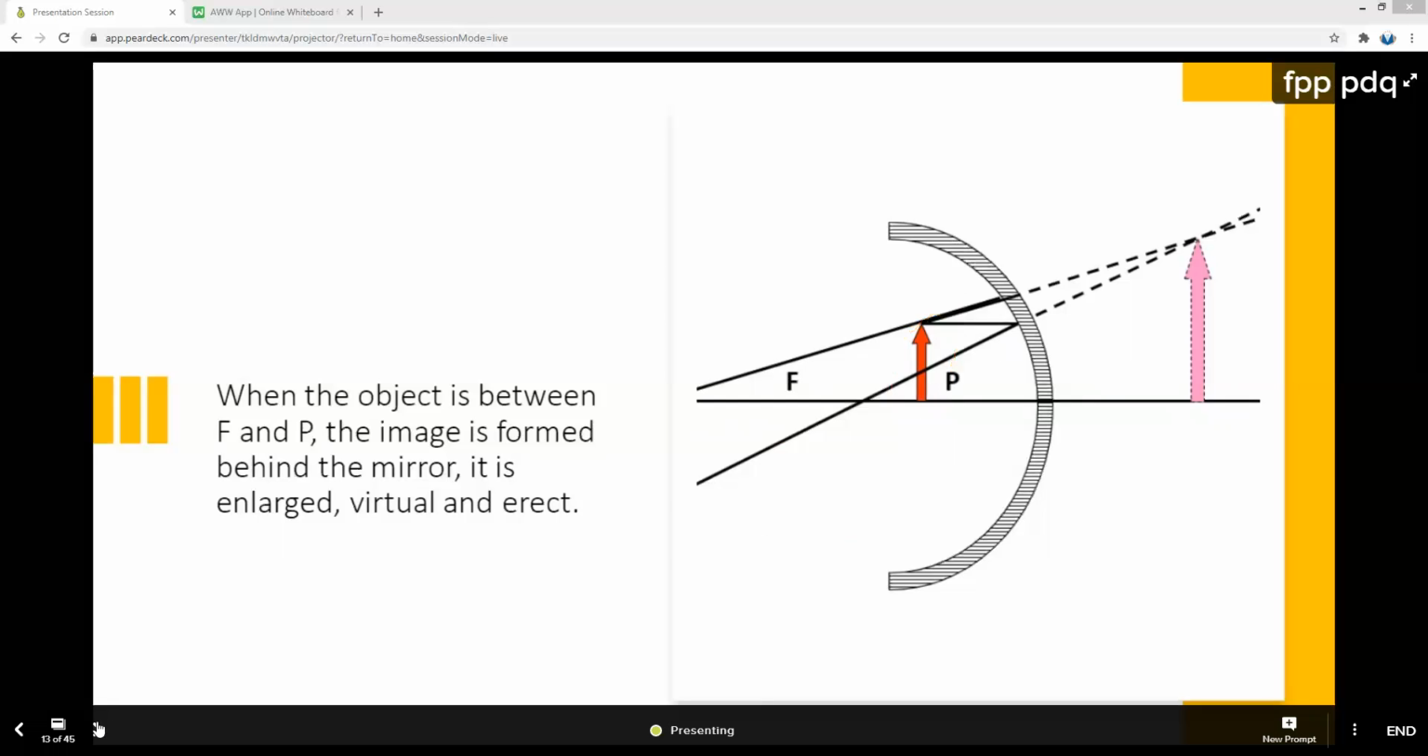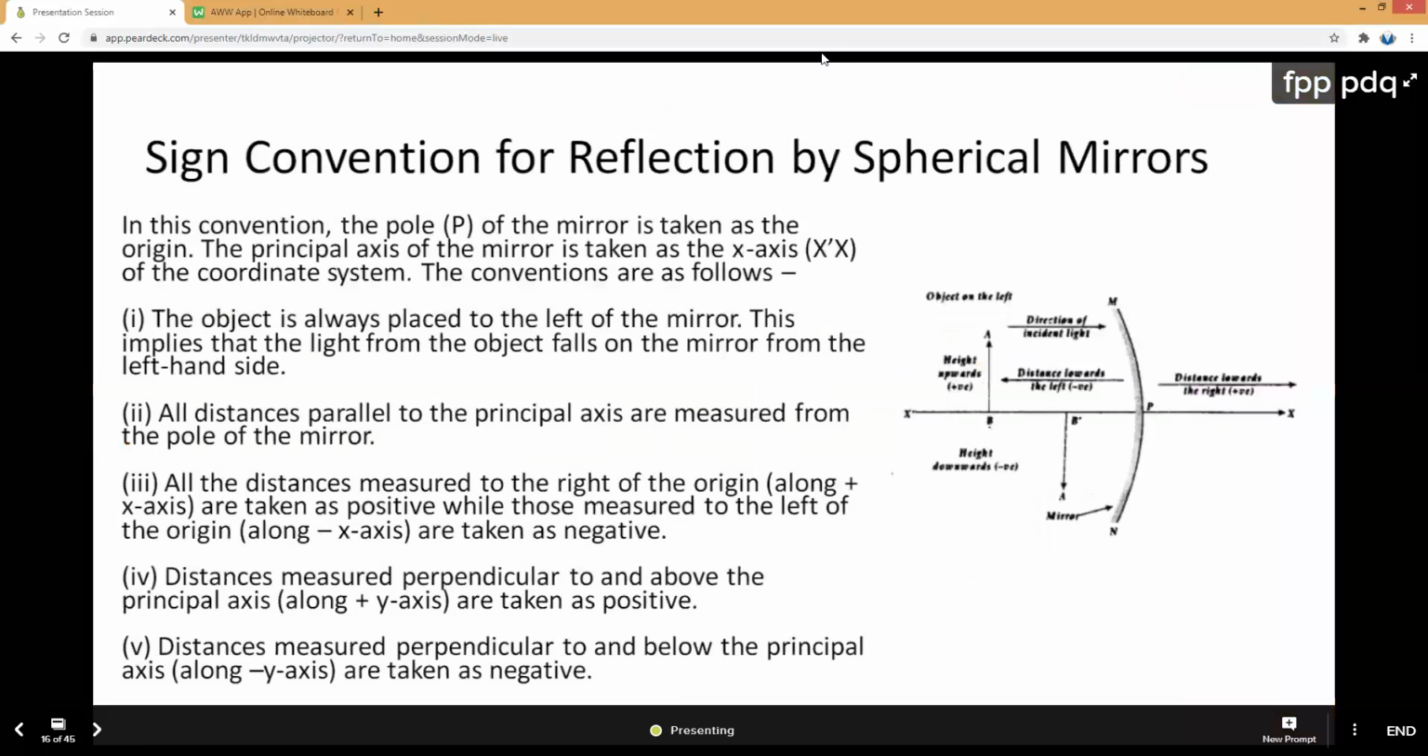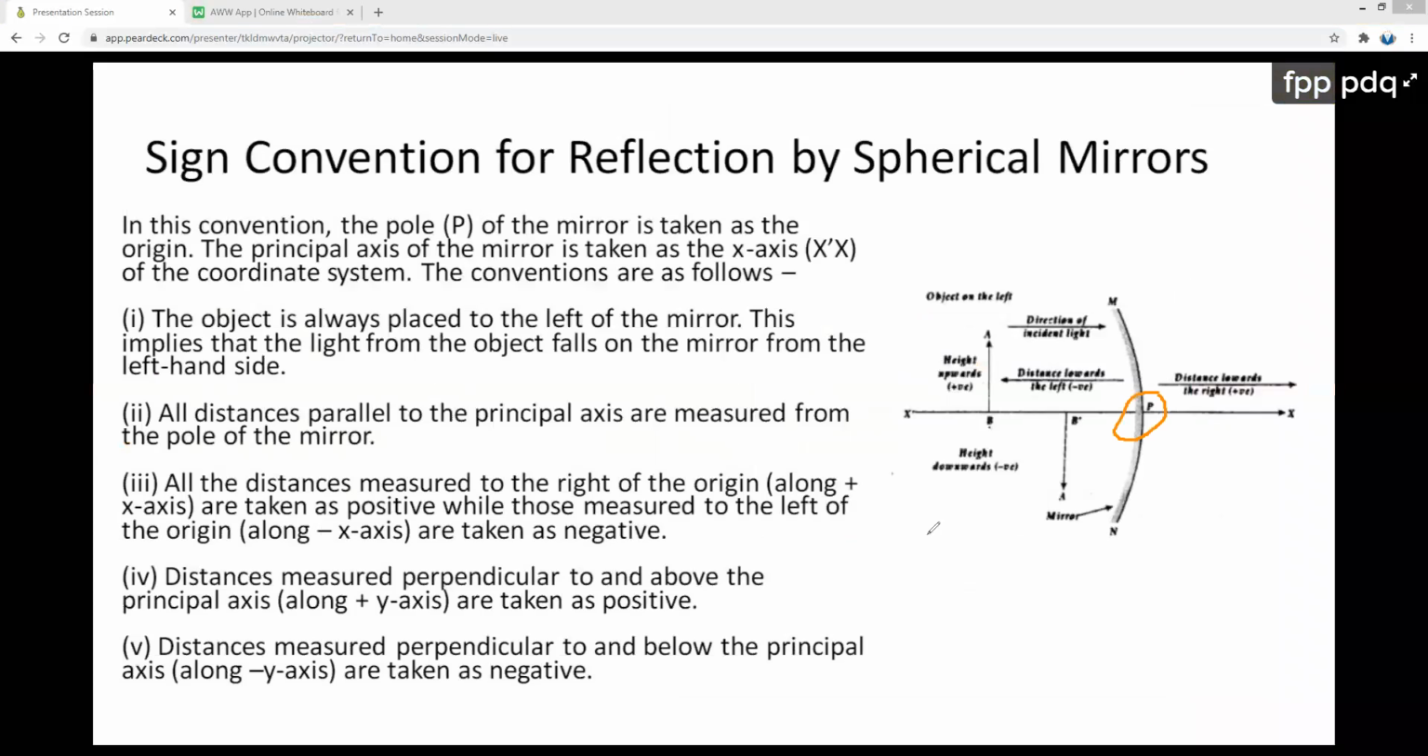Now we'll go through all of them. So these are the sign conventions. In the sign conventions, the pole of the mirror is taken as the origin. Now everyone remembers this, right? One second. Let me take the arrows.